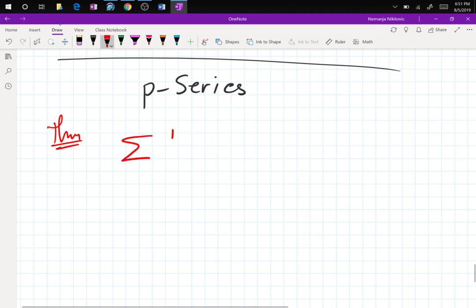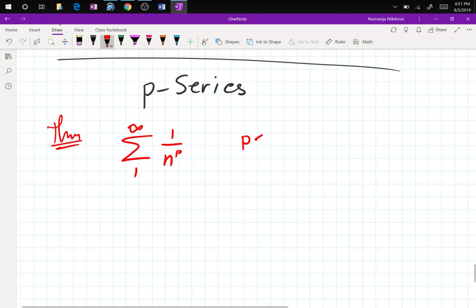Summation of 1 over n to the p. So p is the exponent of n. It has to be in the denominator, from 1 to infinity or 2 to infinity, whatever. Just make sure it's not 0 in the denominator. And here we go.